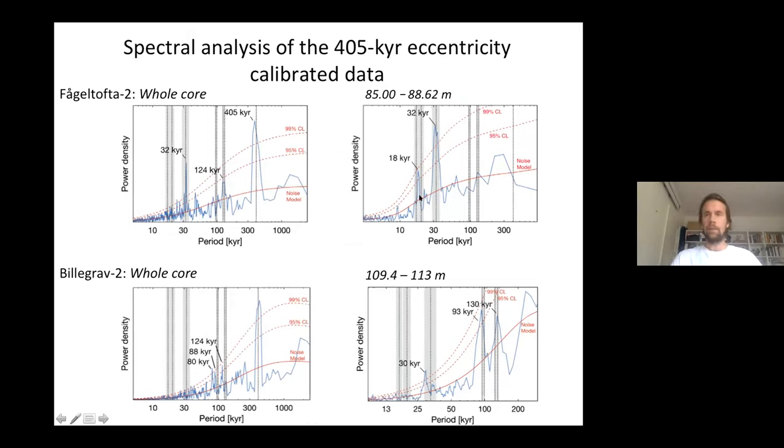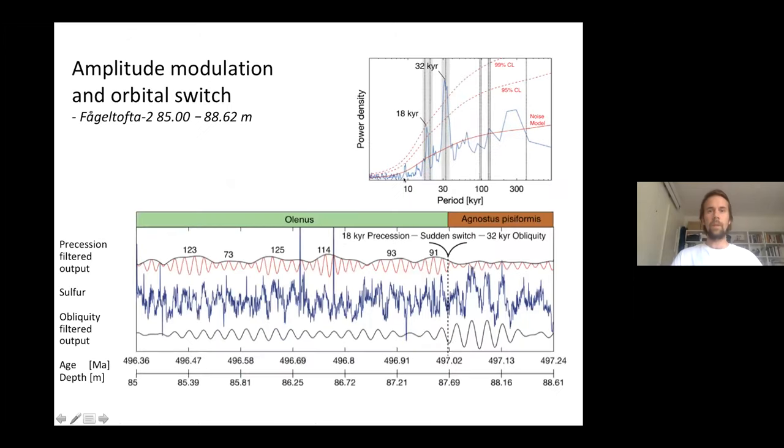But now let's focus on this interval. Because if we filter out the precession cycle, this is the red curve, as you see here, we see that the amplitude of the precession cycle is modulated. And in this interval, we find 6 modulations. It has an average duration of 106,000 years. So the precession cycle is modulated by the short eccentricity cycle in this interval.